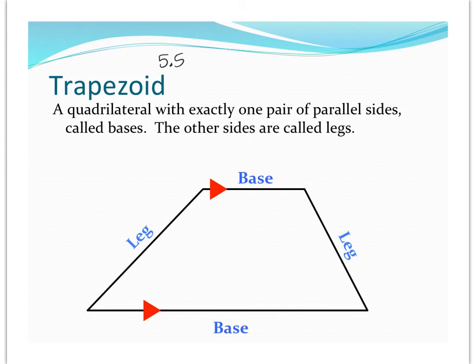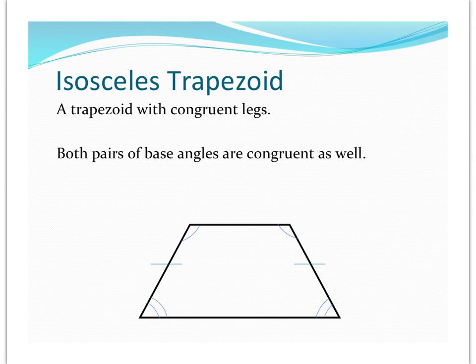A trapezoid is a quadrilateral with exactly one pair of parallel sides. That's the top and the bottom. Those are called the bases. And then the other ones that are not parallel are called the legs, as you can see here. Now, an isosceles trapezoid, well, you know what an isosceles triangle is. An isosceles trapezoid is when the legs, remember these are the legs, are congruent. Okay, and both pairs of base angles would then be congruent as well.